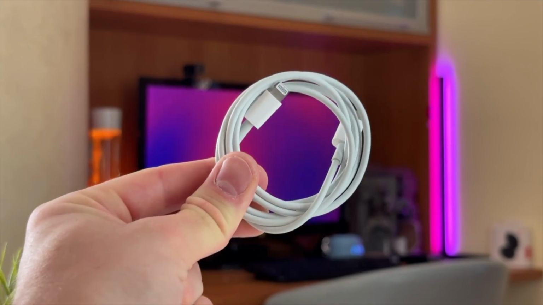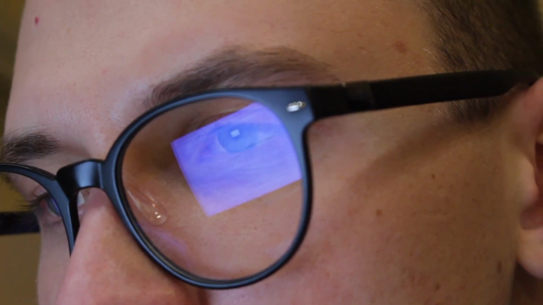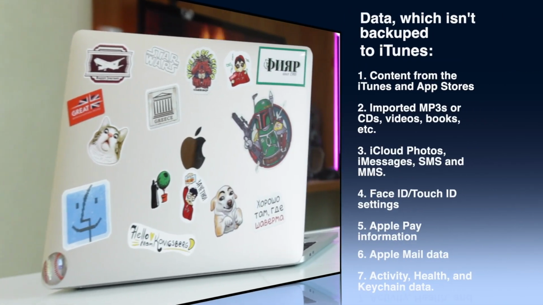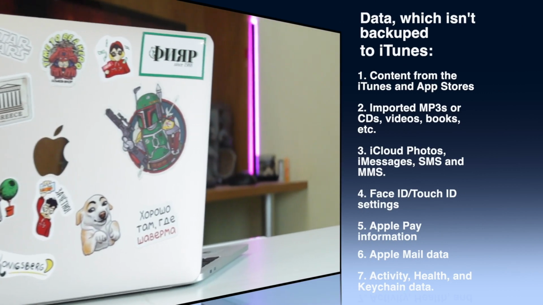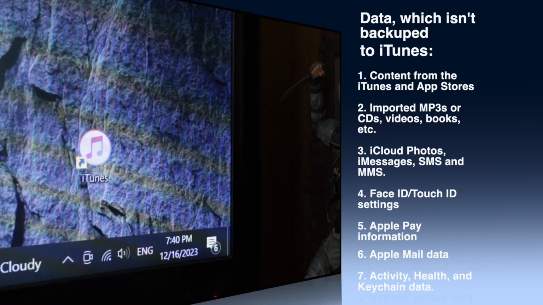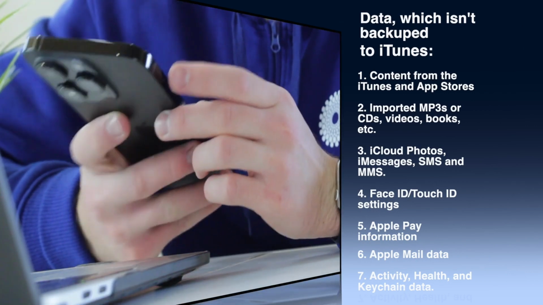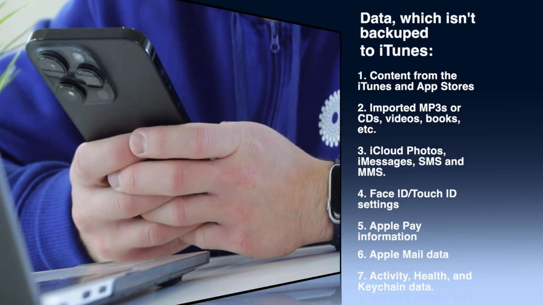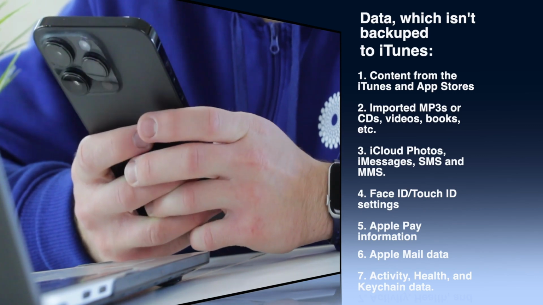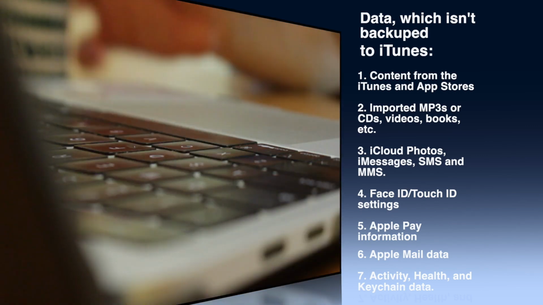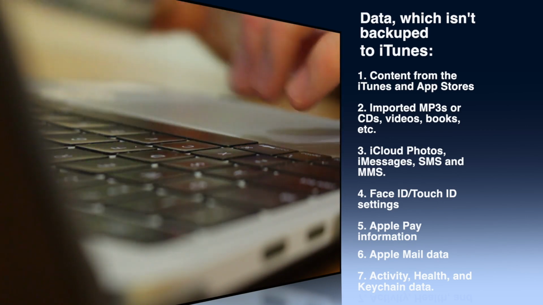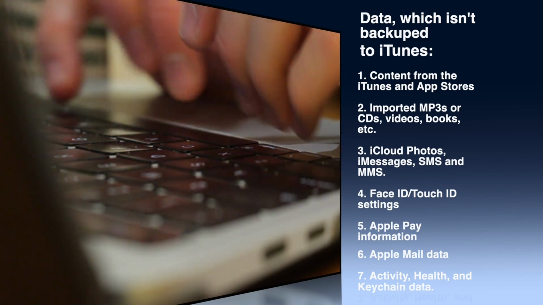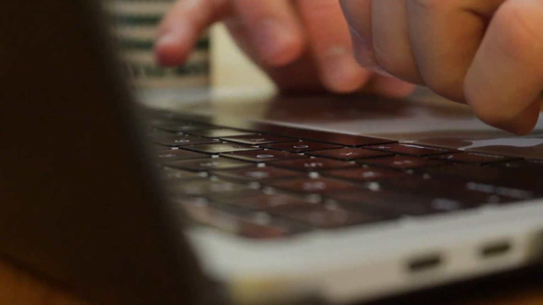iTunes can backup almost all of your device's data in its settings, but doesn't include content from the iTunes and App Stores or PDFs downloaded directly to Apple Books, content synced from your PC or Mac computer, like imported MP3s or CDs, videos, books, and photos. Data that already synced and stored in iCloud, like iCloud Photos, iMessages, texts, and multimedia messages. Face ID or Touch ID preferences. Apple Pay information and its settings. Apple Mail data. Activity, health, and keychain data. To backup its contents, you'll need to use encrypted backup feature.